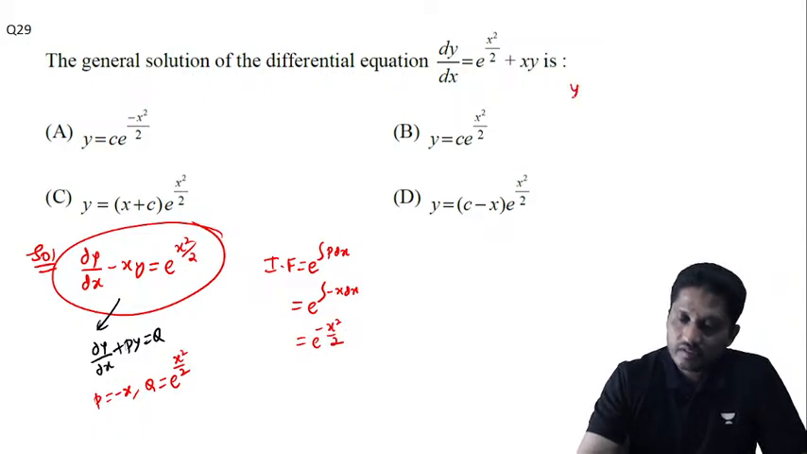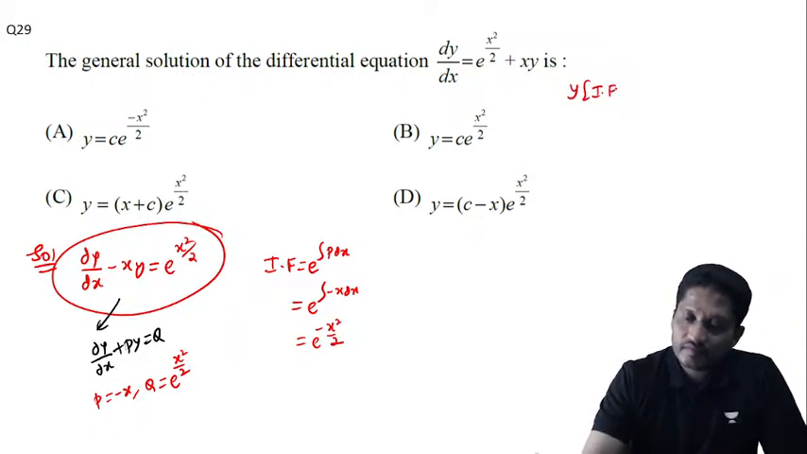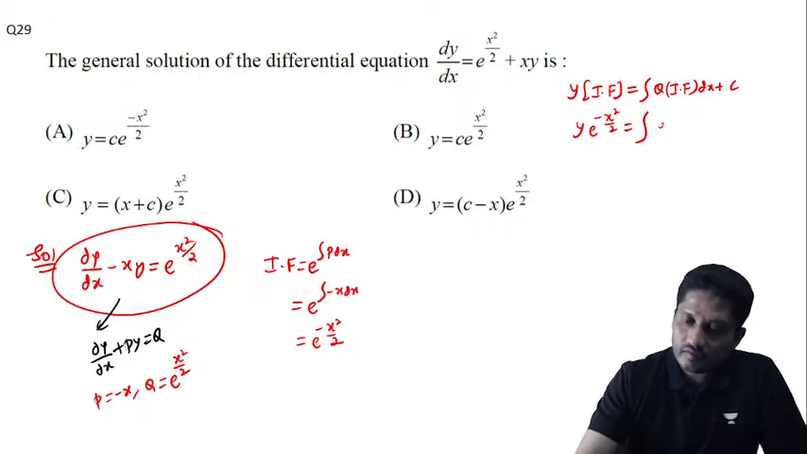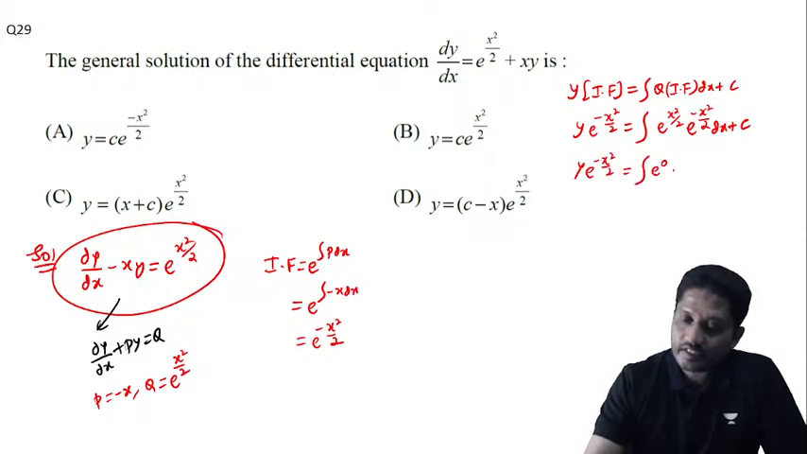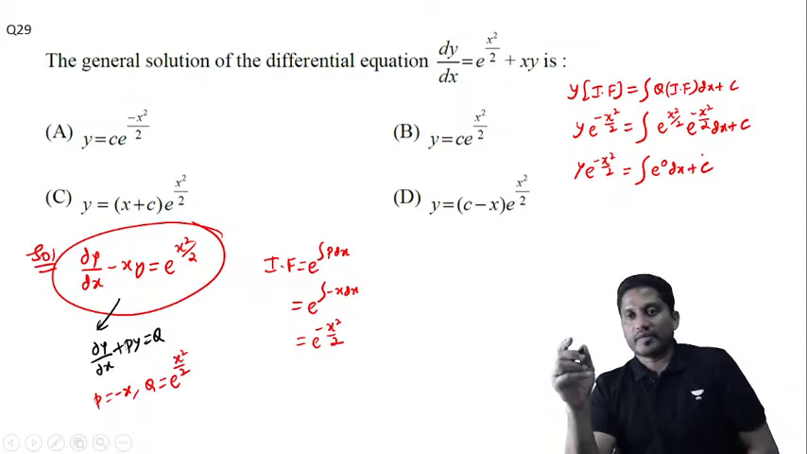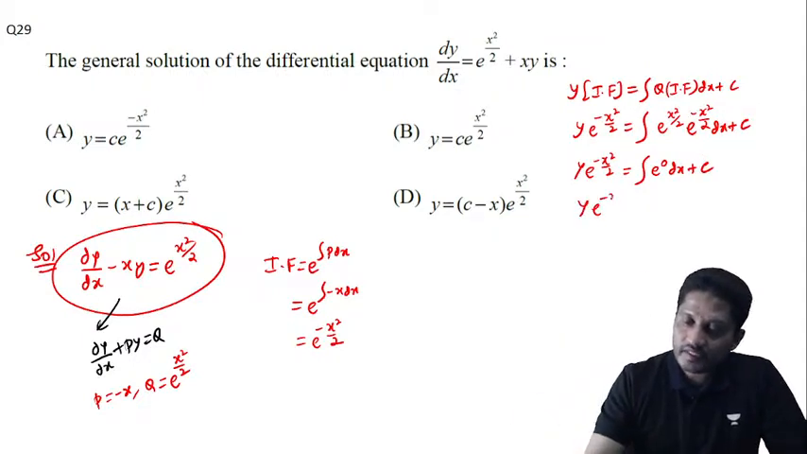Okay, now the solution is y into IF is equal to integral q into IF dx plus c. Y into IF is e power minus x square by 2 is equal to integral q e power x square by 2. IF is e power minus x square by 2, and dx plus c. Y into e power minus x square by 2 is equal to integral e power 0 dx plus c. Powers are added, right? It becomes e power 0. Y into e power minus x square by 2, e power 0 is 1, integral of dx is x, plus c.